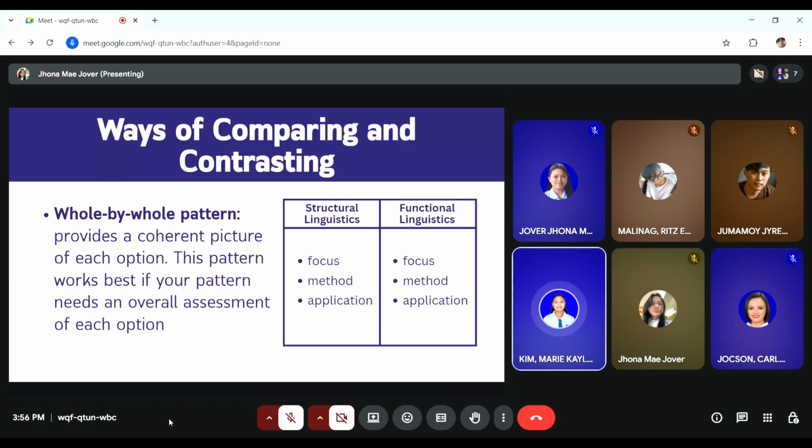It is best used when we give an overall assessment of each subject, when the topics are complex, and when they need full explanation. So we want to avoid confusion by separating the discussion clearly. However, one limitation is that the audience may forget the details of the first subject by the time the second subject is discussed. That is why clear transitions and summaries are important.